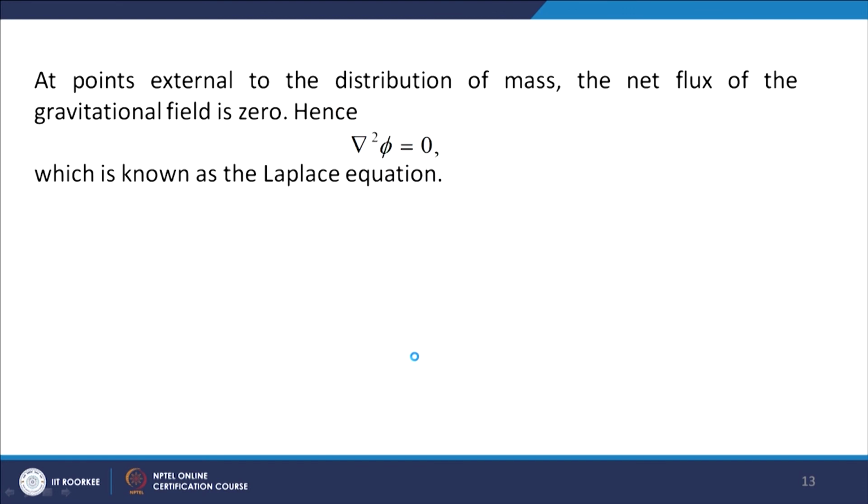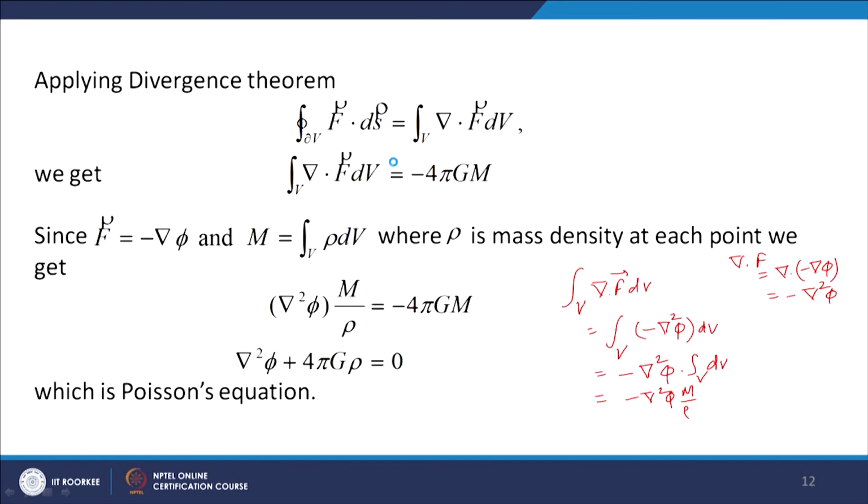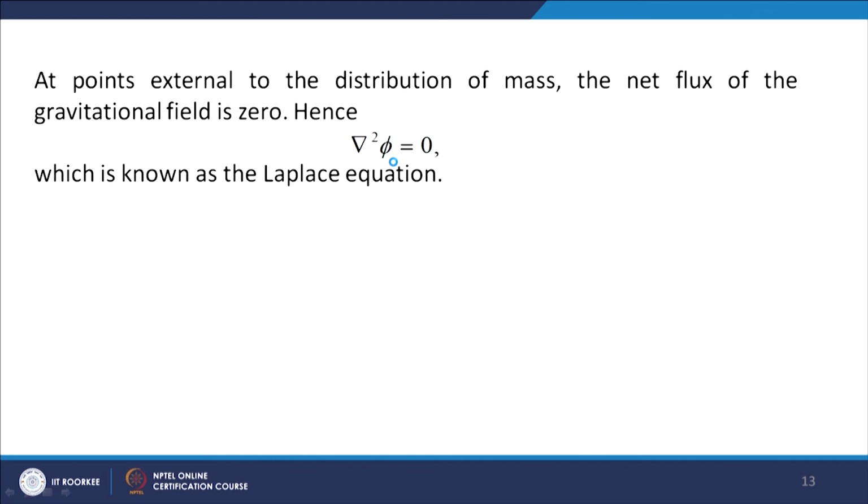Now, at points external to the distribution of mass, we can imagine empty spheres centered at these points through which the net flux of the gravitational field is 0. Hence, we will have del square phi equal to 0. Net flux is 0 means we will have 4 pi GM equal to 0. So, we will get del square phi equal to 0, and del square phi equal to 0 is called the Laplace equation. With that, I would like to end this lecture. Thank you very much for your attention.